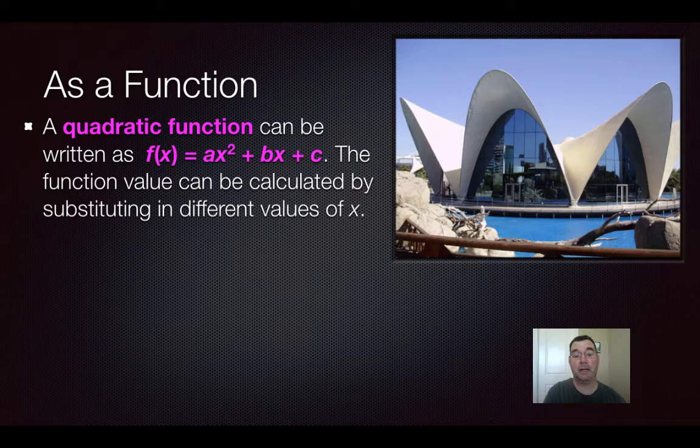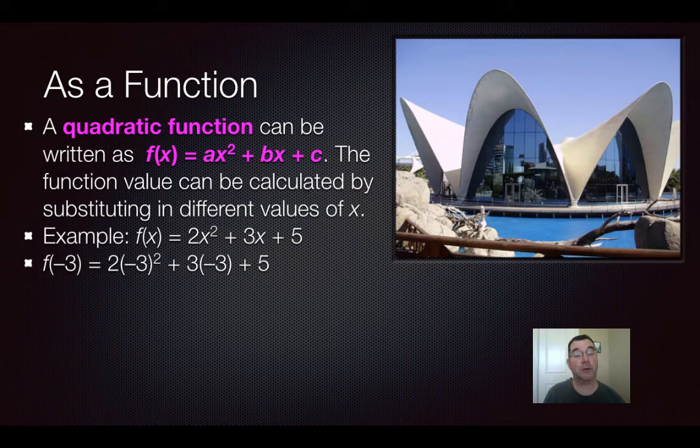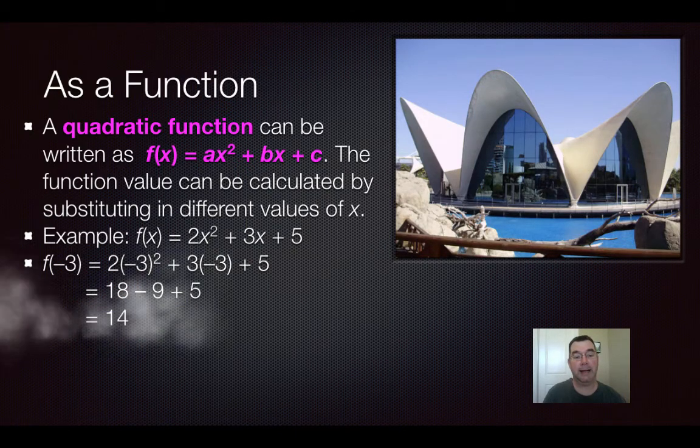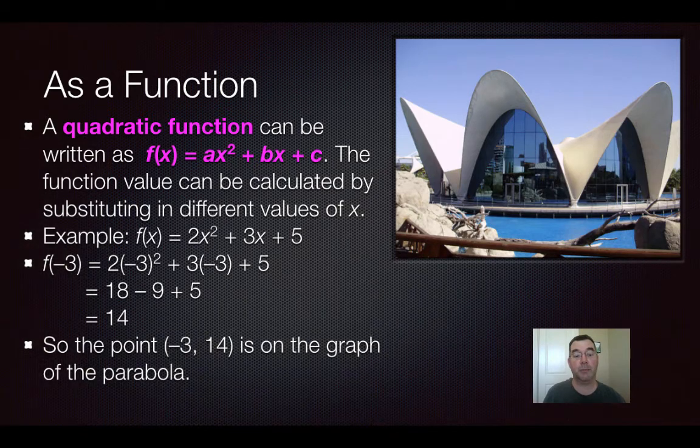So the function value, or the y value, can be calculated just by plugging in different values of x. So for example, if I have this quadratic function right here, f of x equals 2x squared plus 3x plus 5, I can find out what the y value is at -3 simply by replacing every x with -3. And if I do that and I simplify, then I get a y value of 14.